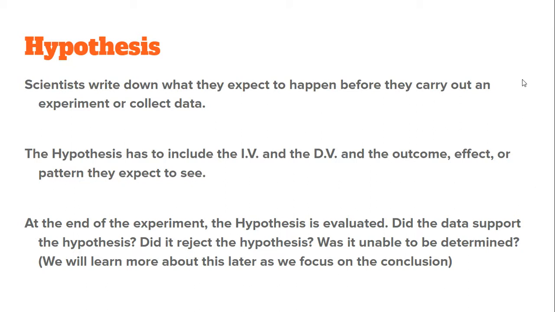A hypothesis is their written expectation for how things will occur in the experiment. They write down exactly what they expect to happen before they collect any data. That way they can actually say, this is what I expected, here's the evidence that it occurred, as opposed to, here's what I got as the data, this is what I thought would happen. You want to make those predictions beforehand. Your hypothesis should include the independent and the dependent variable, the outcome, or the effect you expect to see.